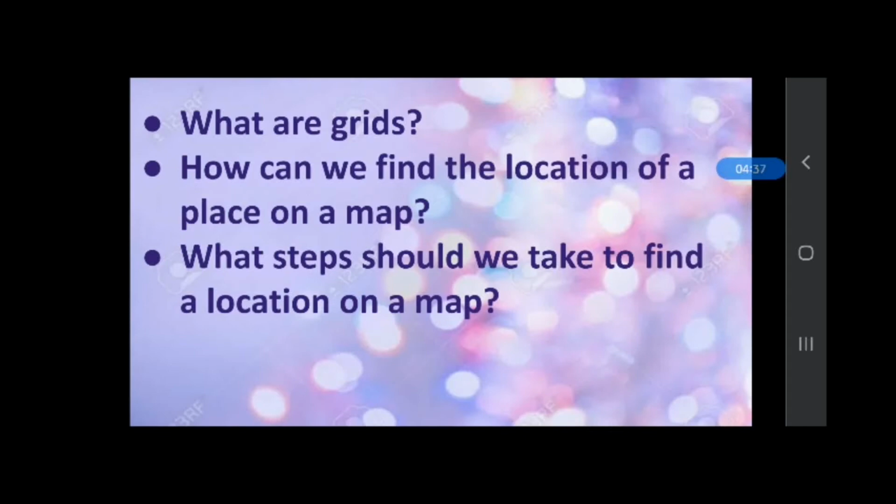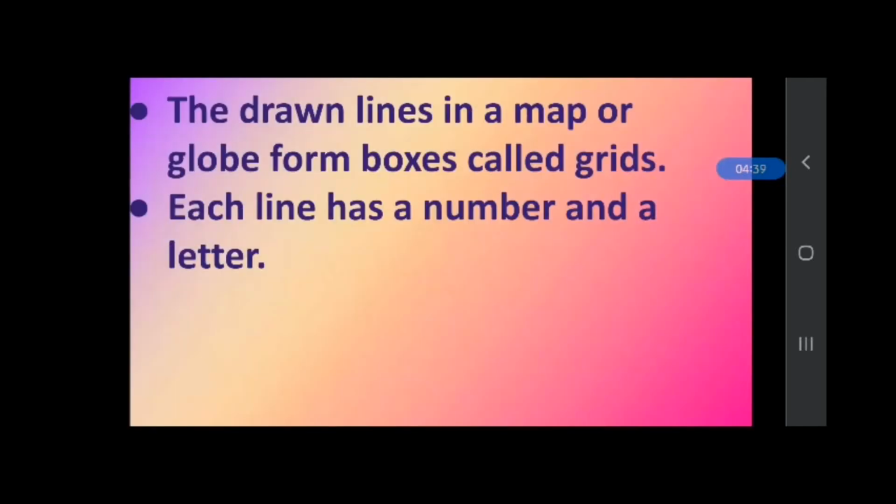So what are grids? The grids are drawn lines in a map or globe that form boxes. Grids are the lines in a map or globe that form boxes. Okay, the drawn lines in a map or globe that form boxes are called grids.